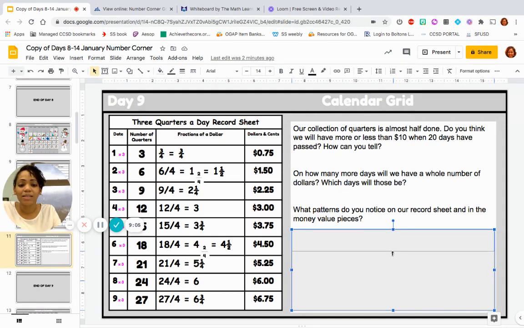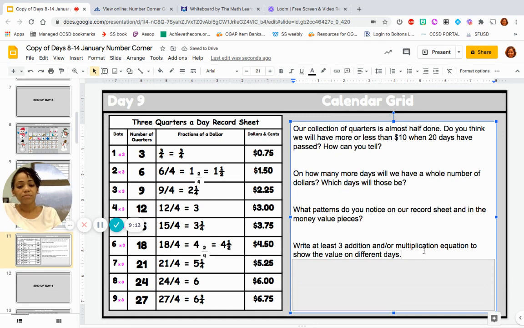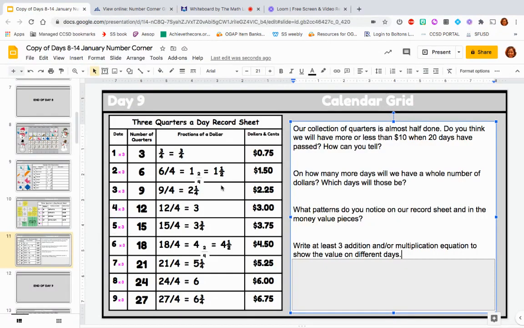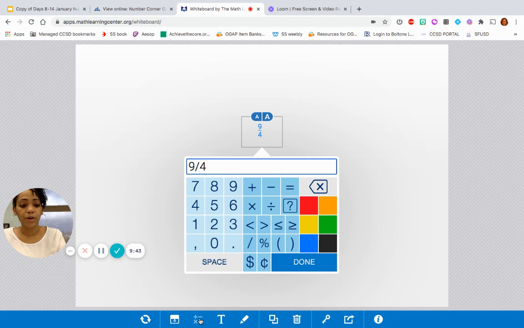Now this next question you may need some paper. We're going to write some addition and or multiplication equations to show the values on different days. I'm going to show you an example for day 3. We have 2 1/4 here, so I'm going to move on to my whiteboard. And I'm going to write an equation for 2 1/4, which we also know is 9/4. Okay, so 9/4 equals 2 1/4.